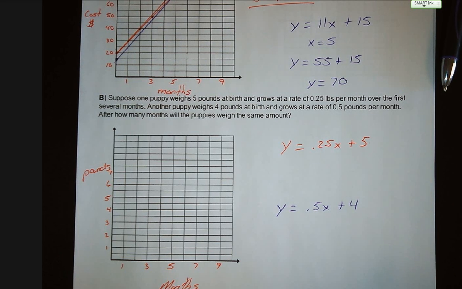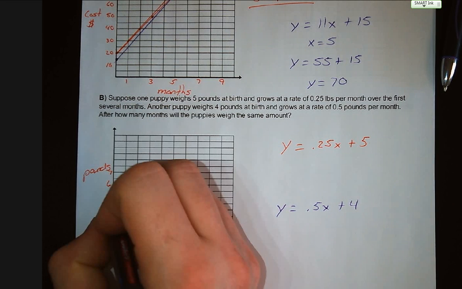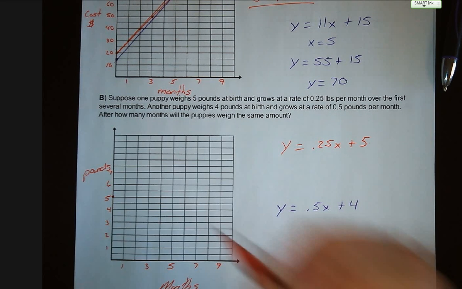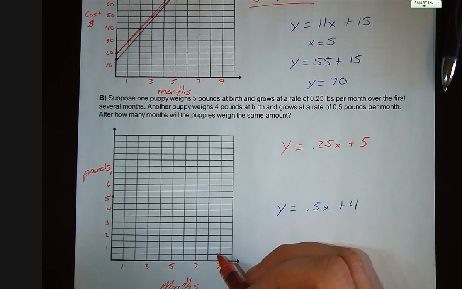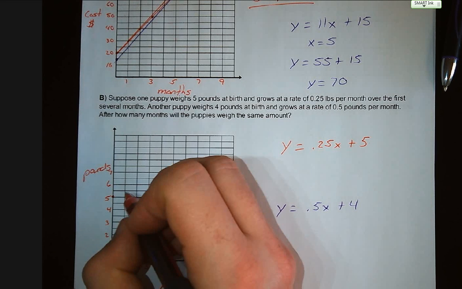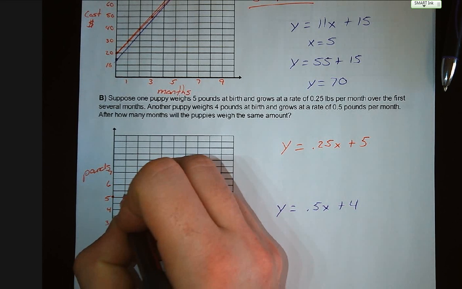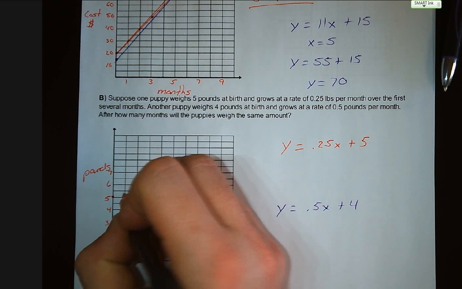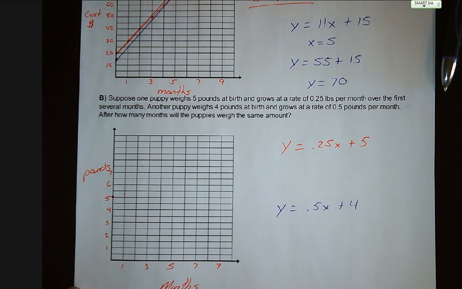So we have 0.25x plus 5. So we have a y-intercept at 5, and we are going up a quarter of a pound, so we're halfway between the next line. All right, at 2 months, we're going to be at 5.5 pounds, so we can put a point there.